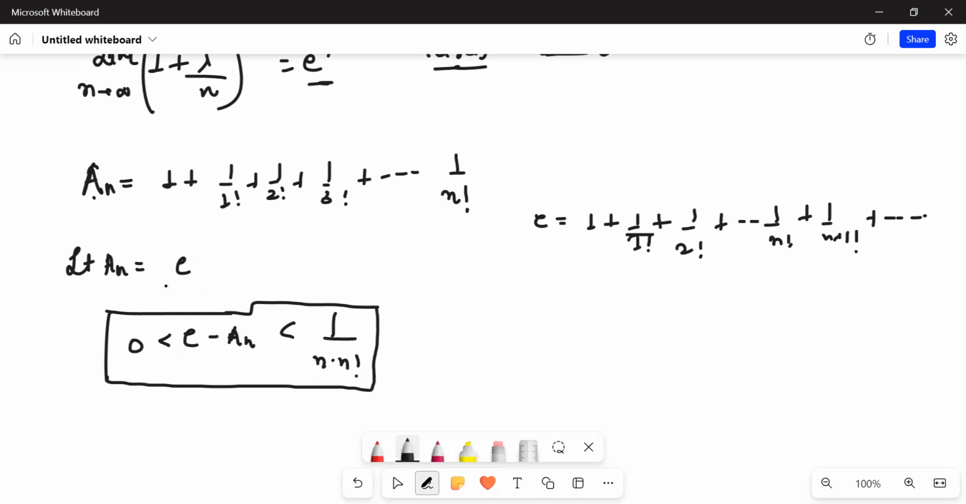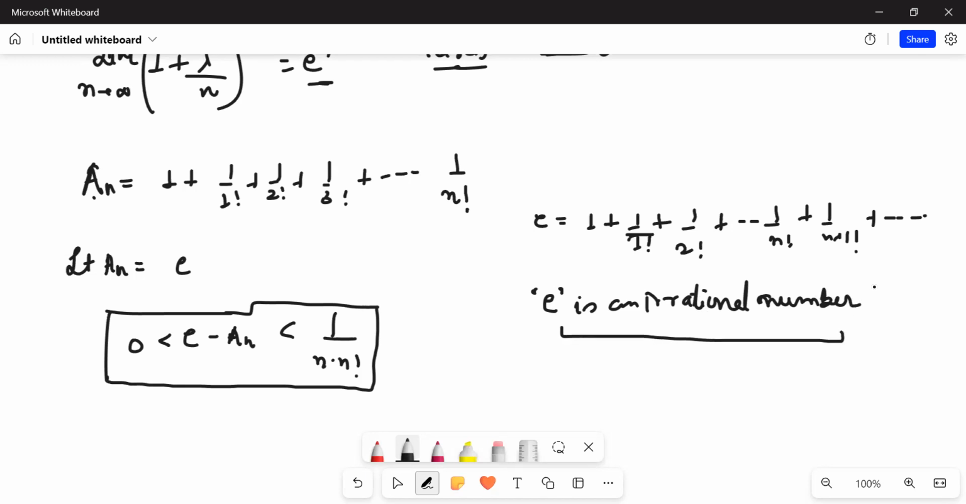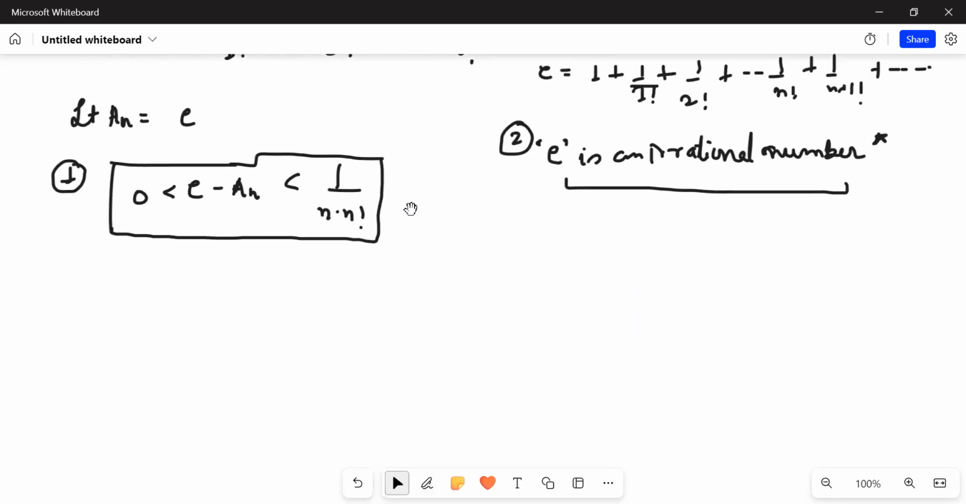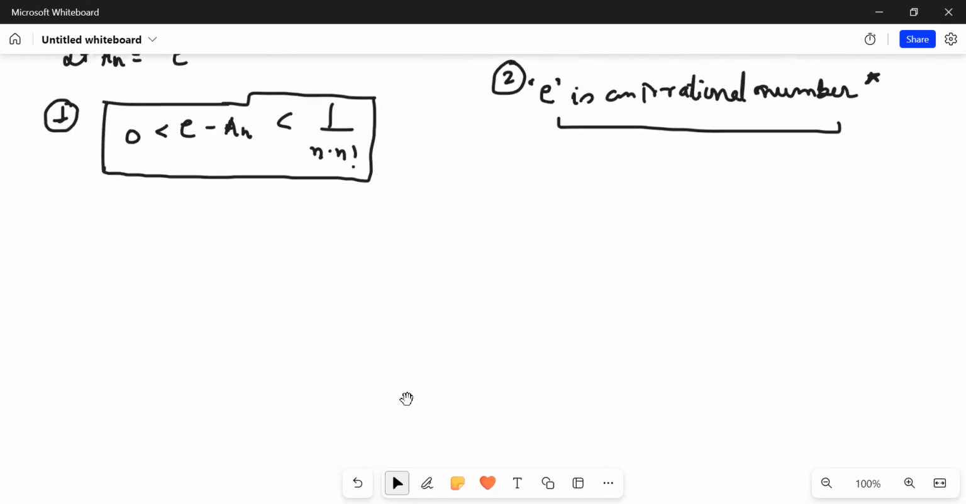Another important result is that this particular number, e, is an irrational number. Let us try to see both of them. But let us first try to find this particular inequality. Our aim is to prove this inequality and then prove that this e, which happens to be the limiting case of this a_n, is an irrational number. So let us first concentrate on this particular thing.